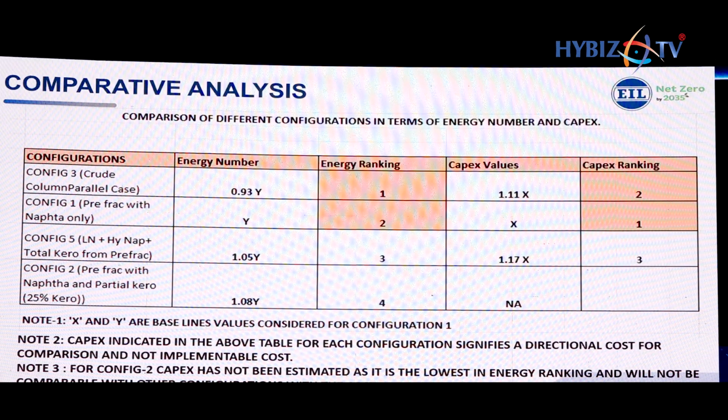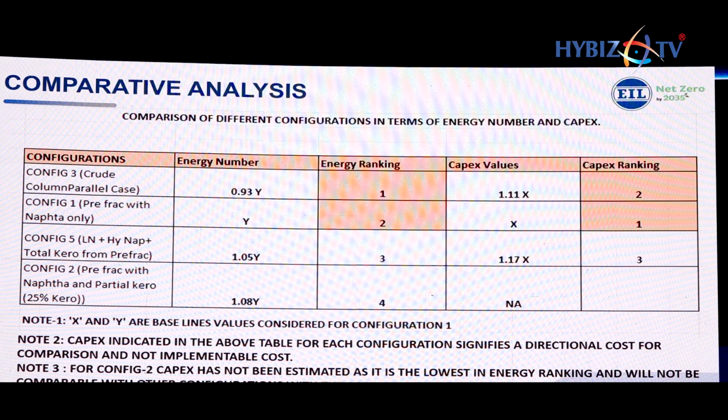Now when we go to configuration 2, or configuration 5, where we have taken out the light naphtha, heavy naphtha, total Kero, the entire Kero band from the prefractionator, we need a heater, as I told you earlier. Then the capex is also high, 17% higher, and the energy number is 5% higher. So we had to forego this. Then what was the option left? The option left was to put in a crude column and a crude heater.